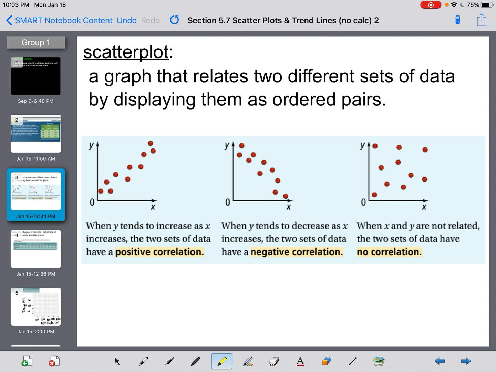Now, there's three different possibilities in correlation. That's what they call it. If you look at this very first one, all the dots are kind of heading up to the right, pretty close together. They call that positive correlation. The second one shows that they're all kind of heading down to the right. That is negative correlation. And then in this last one, there doesn't seem to be any kind of pattern. I couldn't draw a line through them to show where they're going. This is called no correlation.